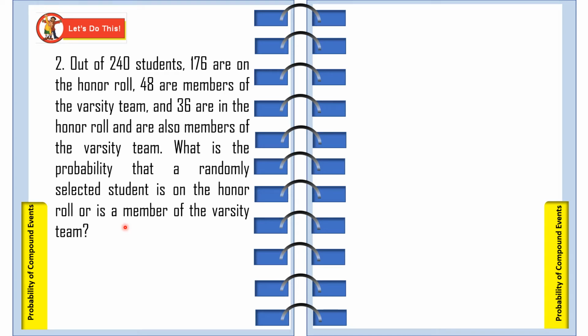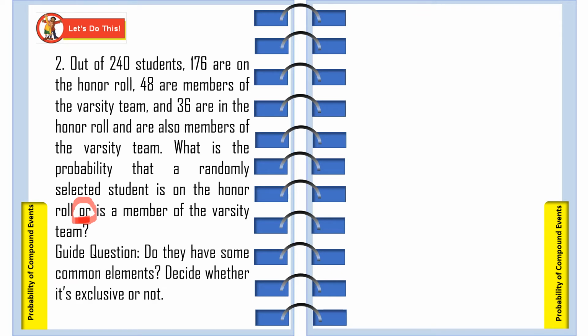So, dito, tinatanong, the probability na ang mapipili nating estudyante is an honor student or member of the varsity team. So, again, gumamit ulit siya dito ng word na "or". Okay, so, again, alam natin yan na i-add natin yung dalawang probabilities. Correct. So, I'm going to solve for this. So, tingnan na natin. So, ang guide questions natin, ganun pa rin. Do they have some common elements? So, decide whether it's exclusive or not. So, titingnan natin. They have the same elements ba? Common elements?